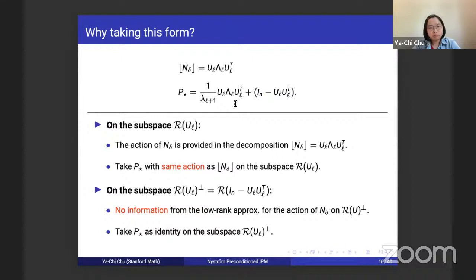So with the low-rank approximation, this gives us the optimal preconditioner. We didn't prove that, but tried to give some idea of this. Any questions about how we construct this P star so far?